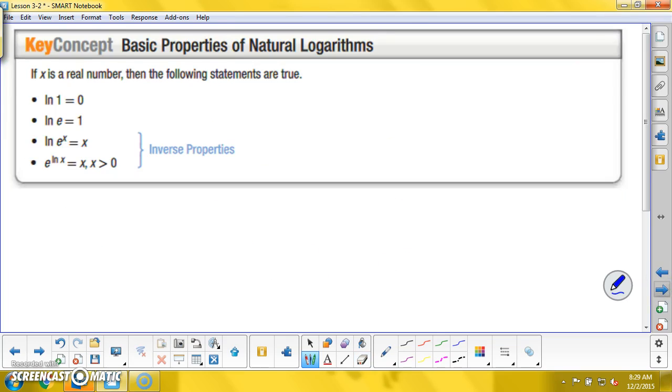So the last thing to talk about is basic properties of natural logs. Natural logs are logs that have a base e. e is approximately equal to 2.718. It's a number that gets used a lot with logarithms.